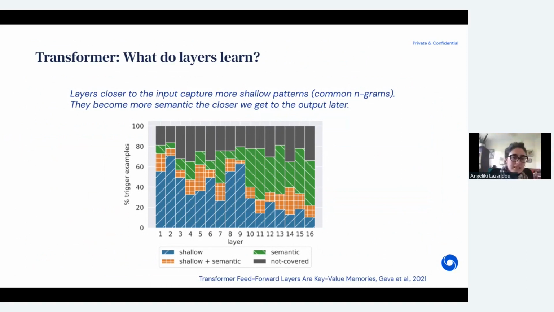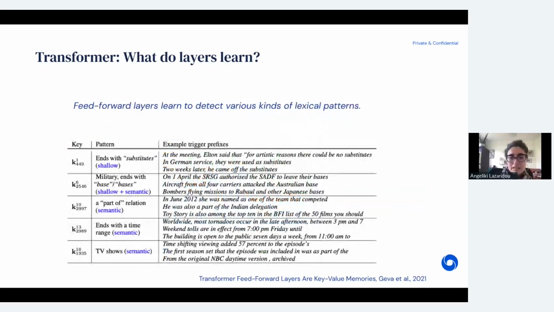Now, what do I mean by semantic and shallow? We can see here that early shallow patterns are, for example, things that end with substitute. So we can have particular bits in the network that get highly activated when a sentence ends with substitute. With more semantic, we mean that sentences, for example, talk about things that have to do with TV shows, as in the very last example. And then the network basically learns all of these patterns that get combined together to do the final task.